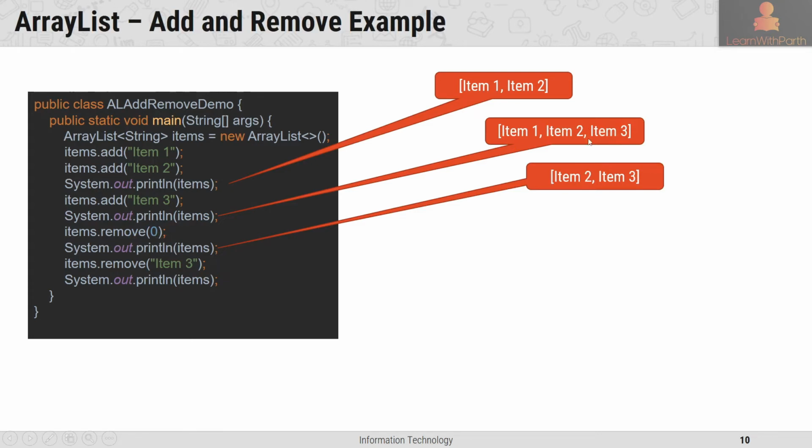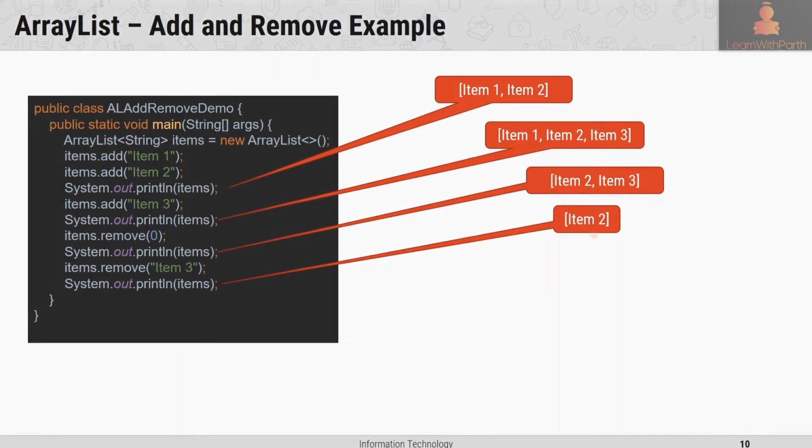Okay, so here guys, you should try to relate with the characteristic that it preserves the order. First we have added item 1 followed by item 2. So that order is getting preserved over here. And finally, when we remove this item 3 and try to print the array list, it is going to have only one item over here. So this is how we can add and remove the elements to the array list.